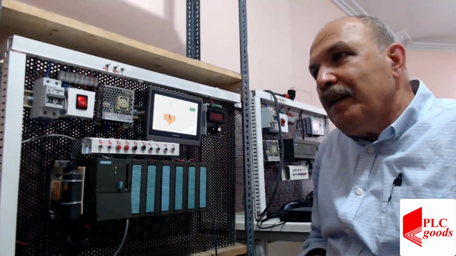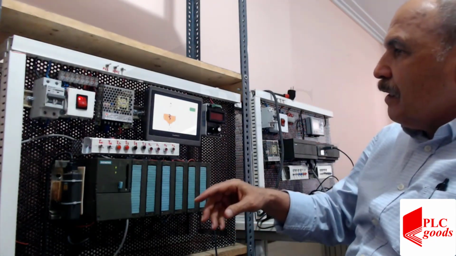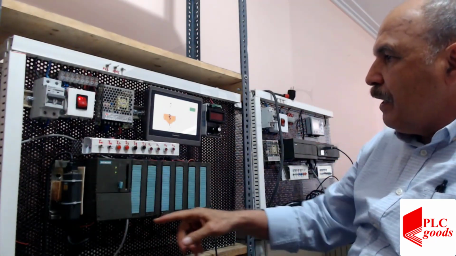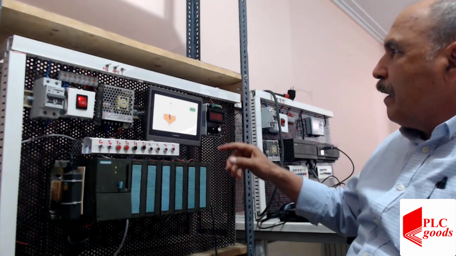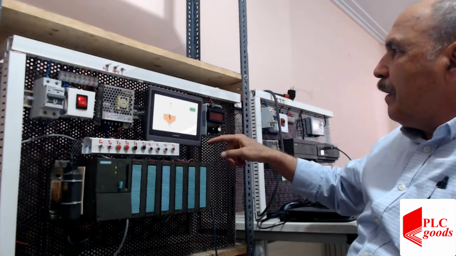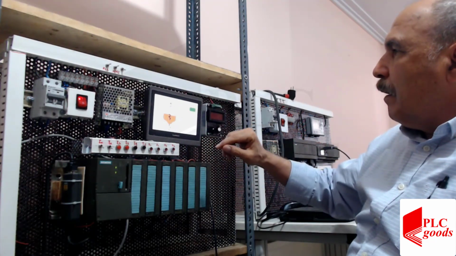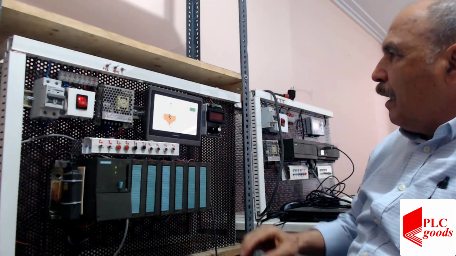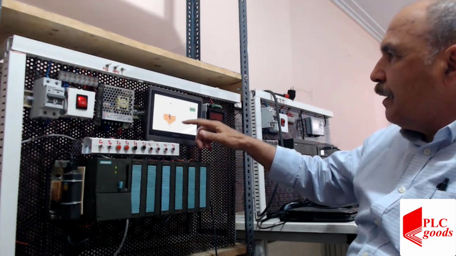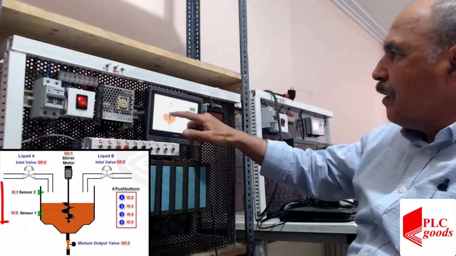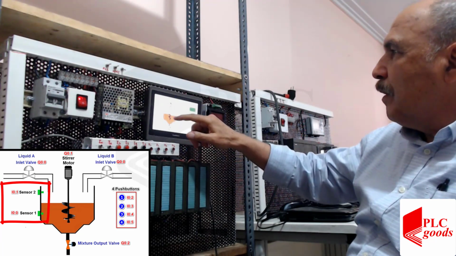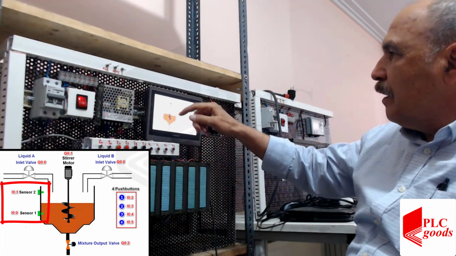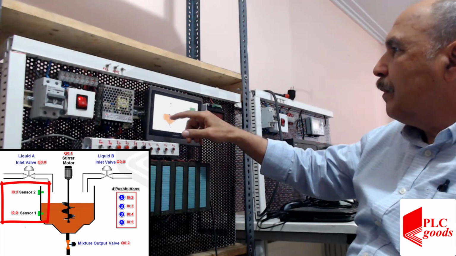Hello guys, I have here a system that consists of a PLC S7-300 Siemens Simatic S7 and an HMI display. On the display you see a container. It has two sensors, sensor 1 and sensor 2. Sensor 1 is on the bottom, sensor 2 is on the top.